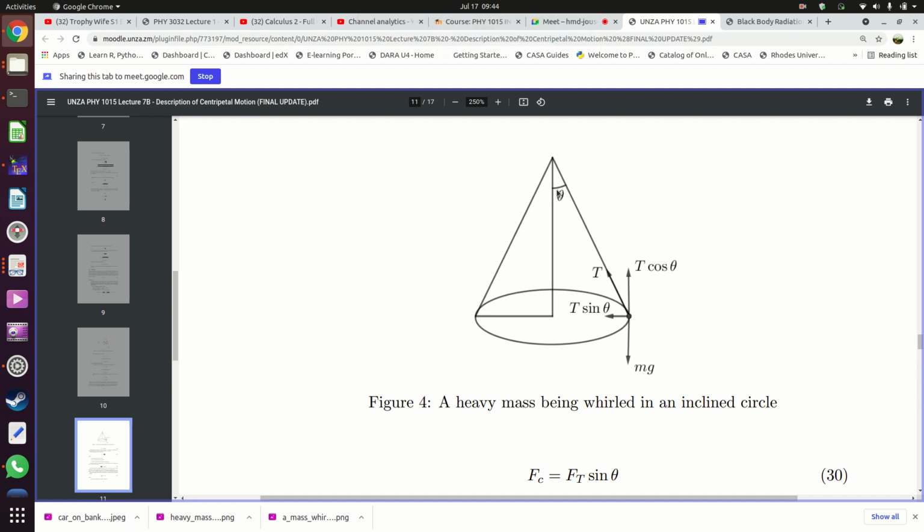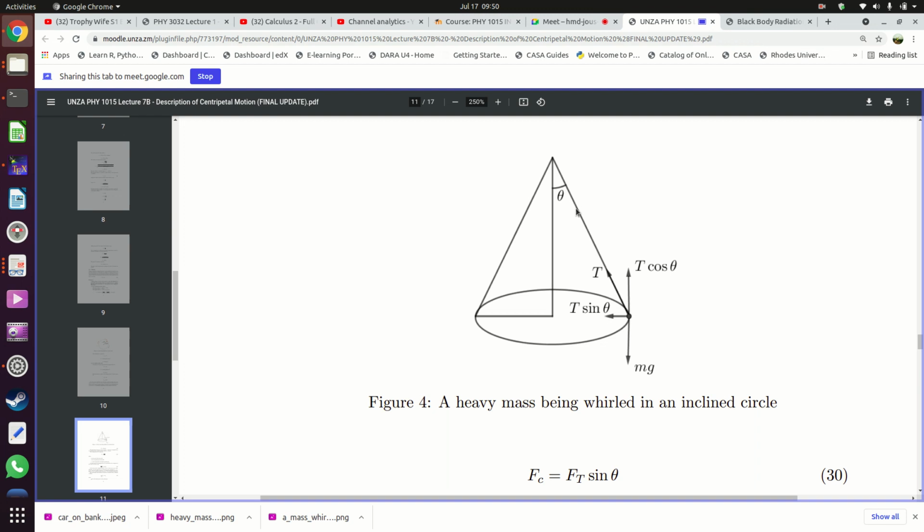The string or the rope is going to make an angle theta, like that, and this mass has got a weight mg. This mass has got a weight mg, like that. Now the tension, there is tension in this rope. As you can see, there is tension in this rope.